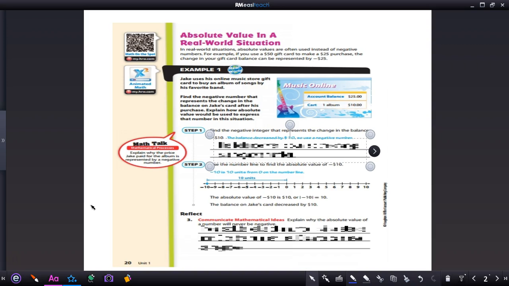Jake uses his online music store gift card to buy an album of songs by his favorite band. Find the negative number that represents the change in the balance on Jake's card after his purchase. Explain how absolute value would be used to express that number in this situation. So let's take a look at step 1. It says find the negative integer that represents the change in the balance. So we can see -10, the balance decreased by 10, so use a negative number there.